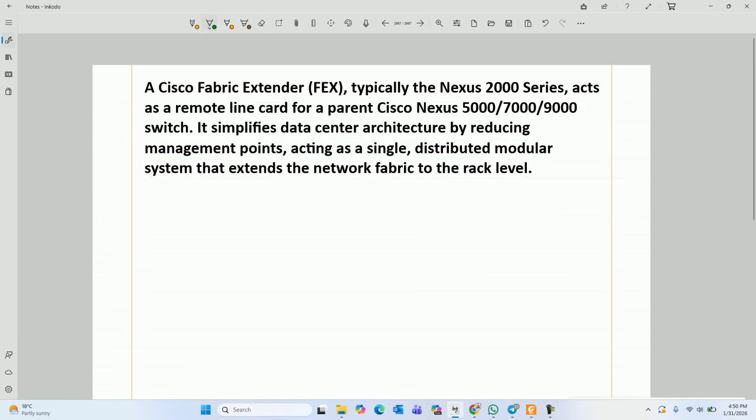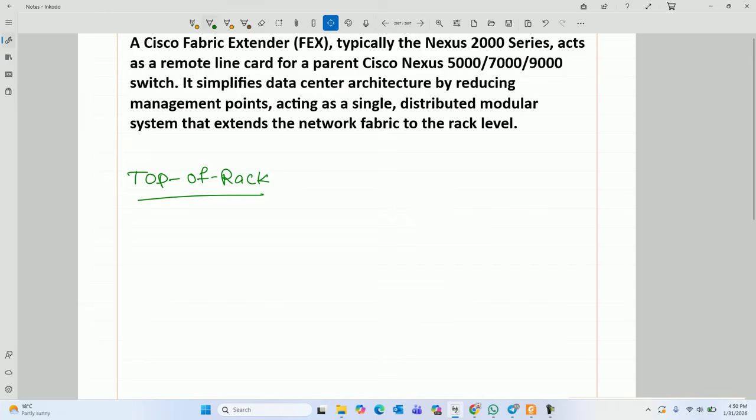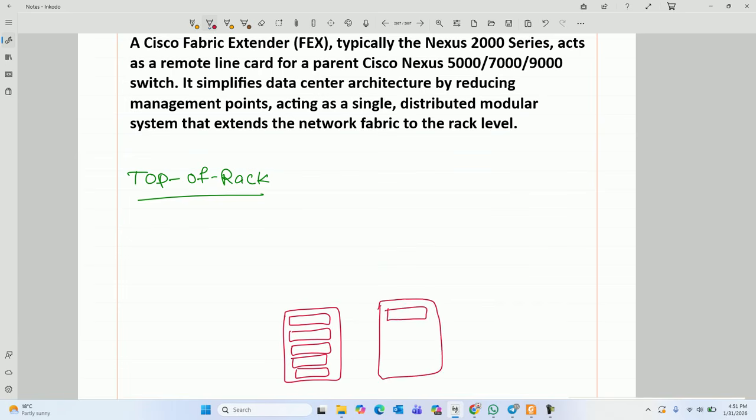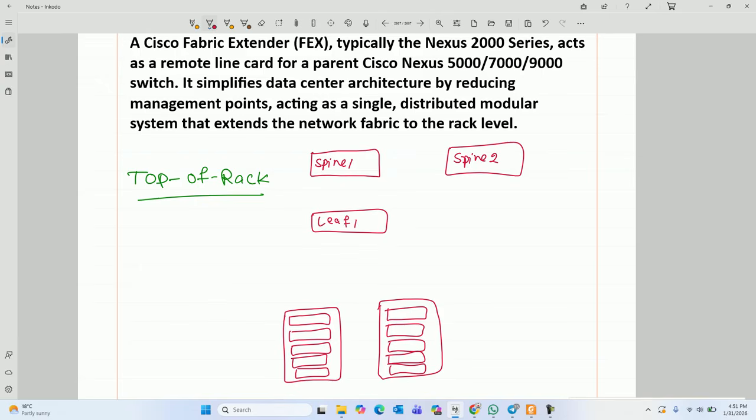So in data center networks, to simplify the cabling structure, we have a strategy known as top of rack. Let's say in a rack, you have multiple servers, server 1, server 2, server 3, server 4, server 5. Likewise, you have another rack, and in that rack also you have multiple servers. And then you have the main topology. This is my spine switch. We'll discuss spine and leaf architecture, don't worry. And this is my leaf switch, leaf 1, leaf 2.